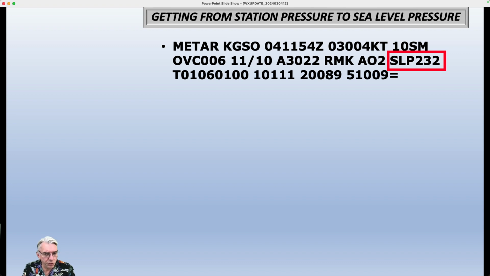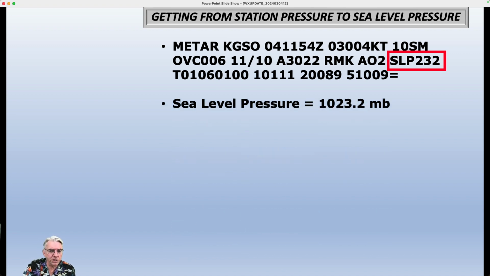If that number is less than 500, you put a 10 in front of it and a decimal point before the last digit. If it's greater than 500, you put a 9 in front of it and a decimal point before the last digit. So the sea level pressure is 1,023, put a 10 in front of the 232, and a decimal point before the last digit, 1,023.2 millibars.